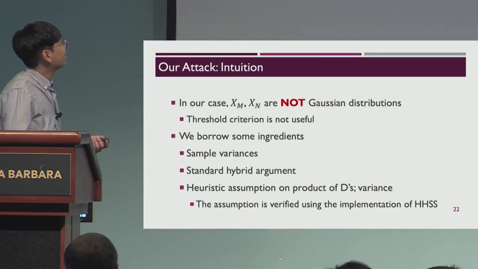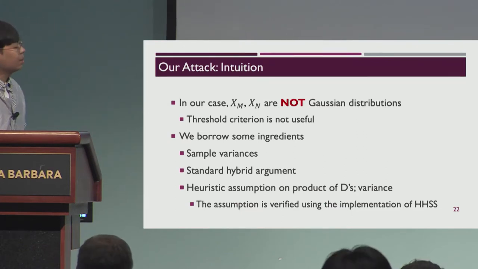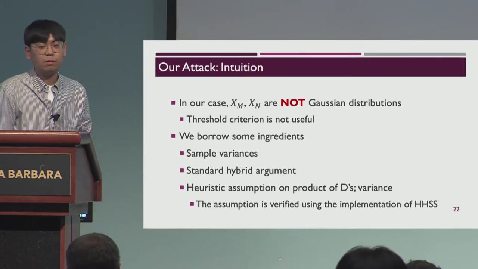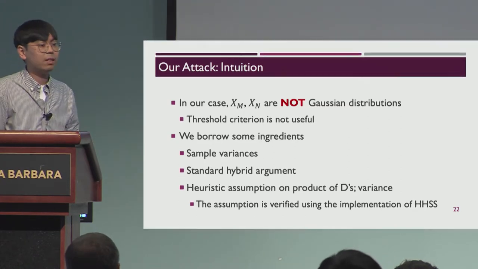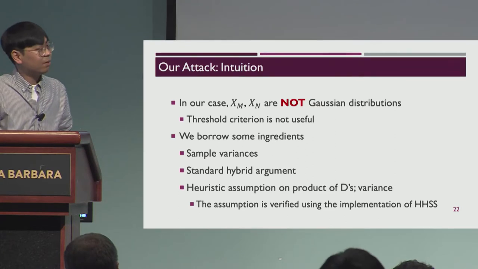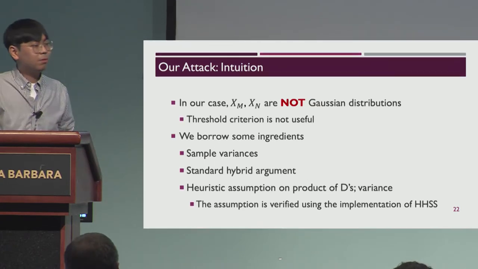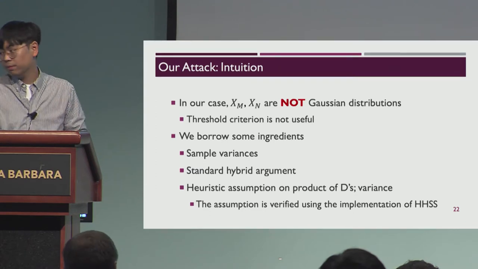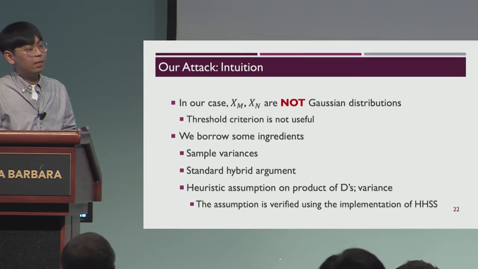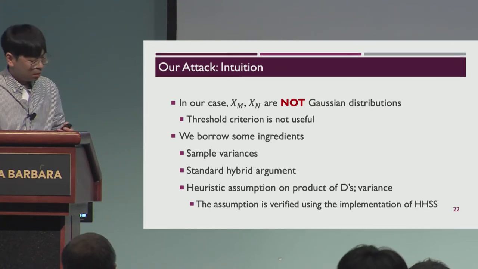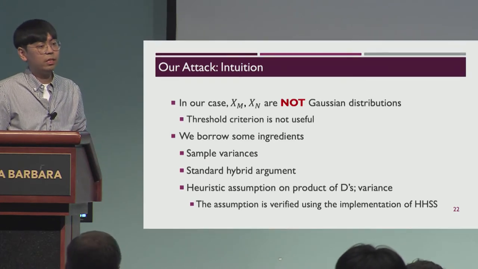Unfortunately, in our case, the two random variables are not Gaussian distributions. Actually, they are too complex because of their summations and products of random variables. Moreover, the random variables have dependency. So the actual attack requires a lot of computation. So we need to formally analyze it. We borrow some ingredients from cryptography and statistics. They are sample variances, standard hybrid arguments, and heuristic assumptions on the product of D_i's. The heuristic assumption is verified using the implementation of HHSS.